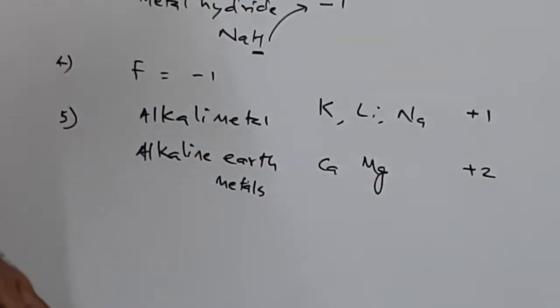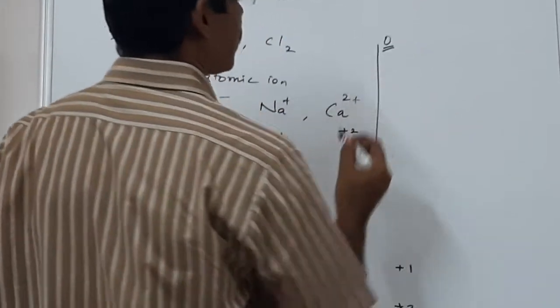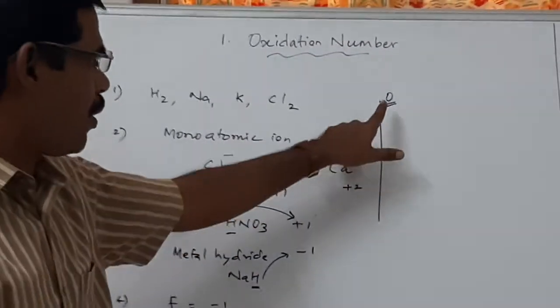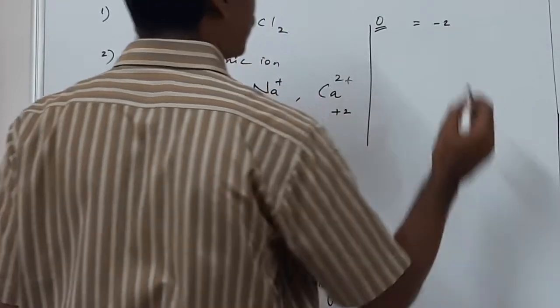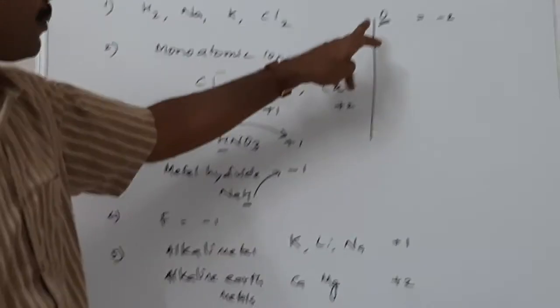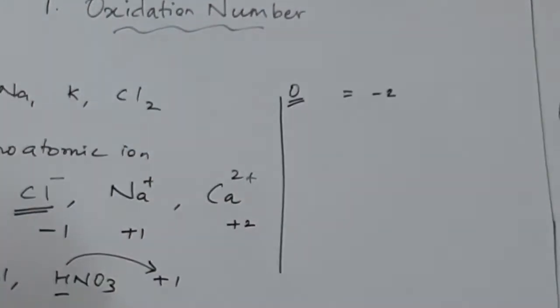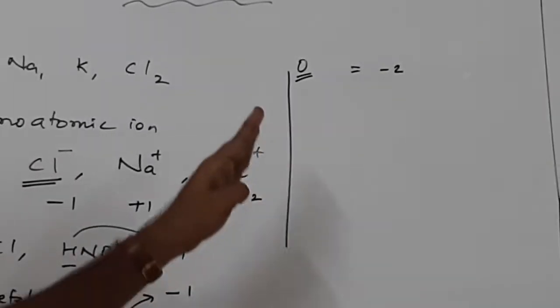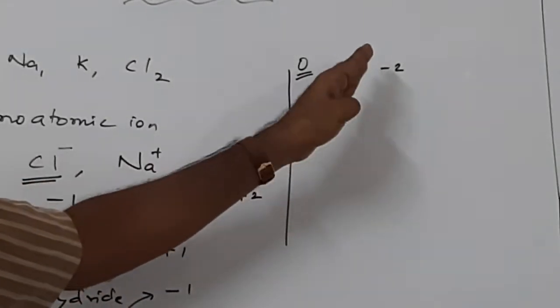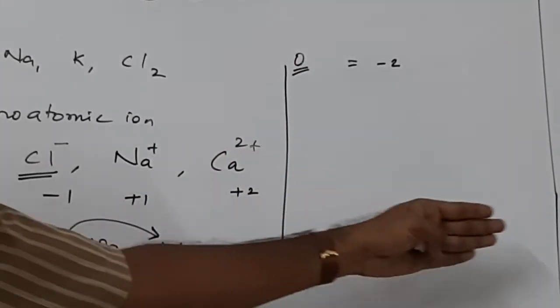This is one point. Next, let us come to oxygen. The oxidation number of oxygen is always equal to -2. This is one point. There are some exceptions for that, let us discuss a little later. Oxidation number of oxygen is always -2, but in some cases it is not equal to -2. It will be different. That we will discuss at the end.